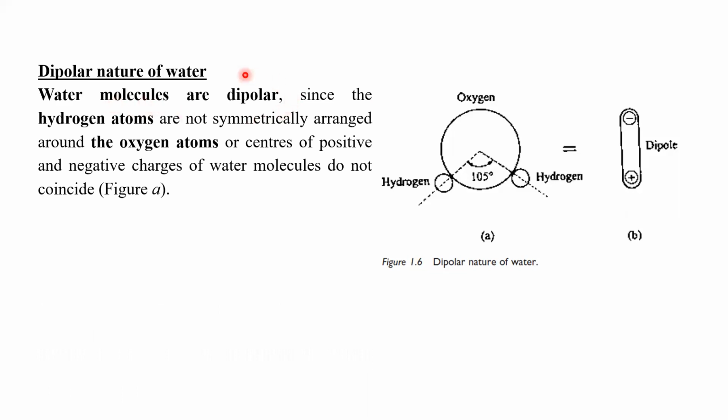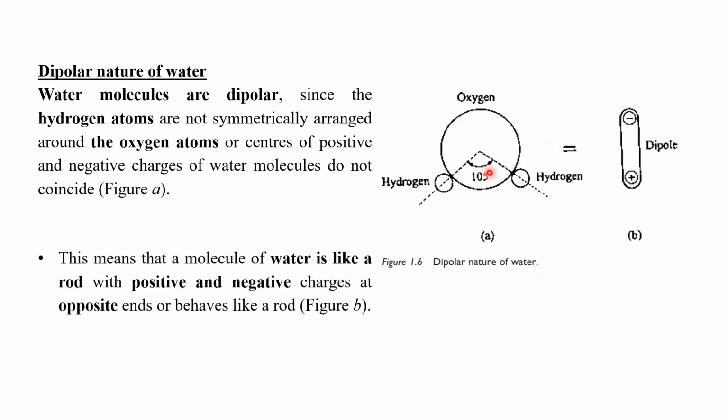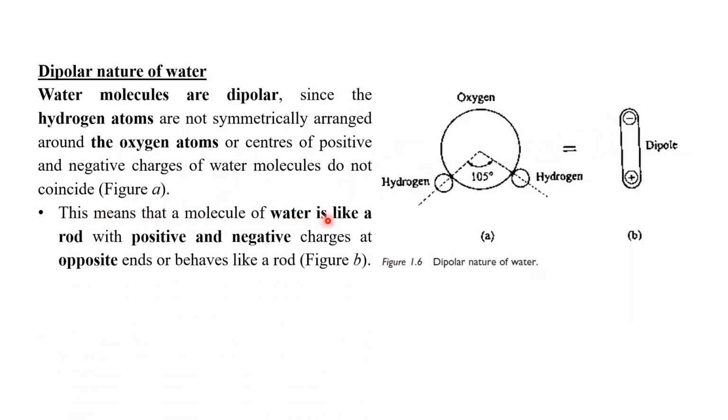Water molecules are dipolar. Why? How can we say it is dipolar? Since the hydrogen atoms are not symmetrically arranged around the oxygen atom. That you can also see in the figures. Or we can also say the centers of positive and negative charges of water molecules do not coincide. This means that a molecule of water is like a rod with positive and negative charges at opposite ends, or behaves like a rod, you can see, right?